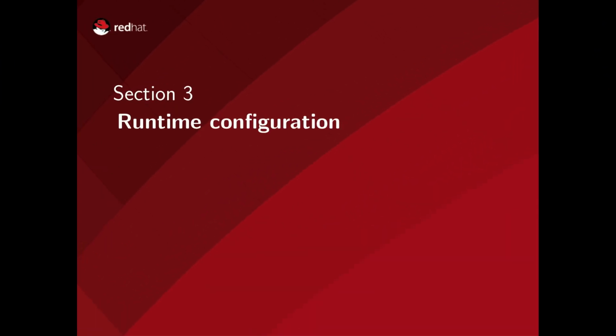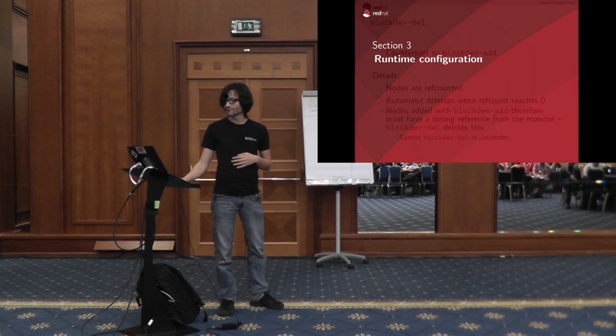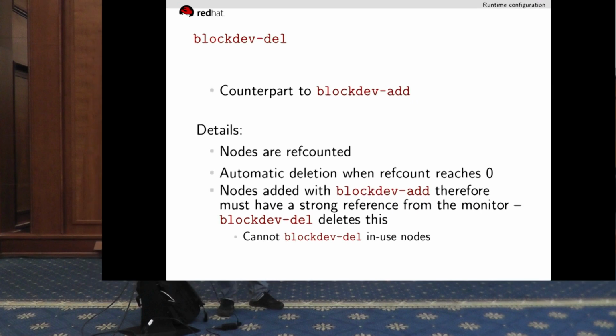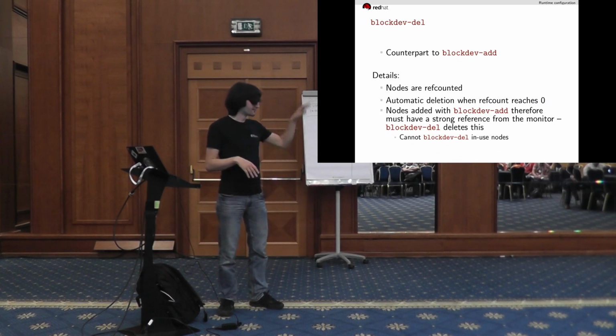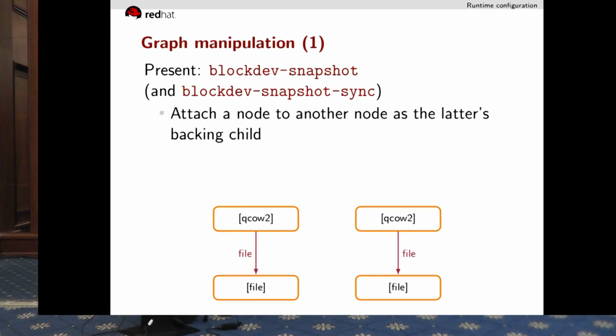Now, for runtime configuration, we've already seen blockdev-add, which is a form of runtime configuration. And blockdev-del is just the counterpart to that. You can use it to delete trees you've created with blockdev-add again. There are some details on that. I won't go further into it, but if you want, you can, of course, read the slides later on.